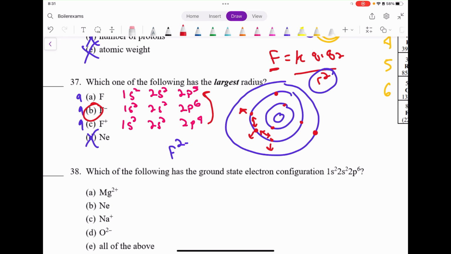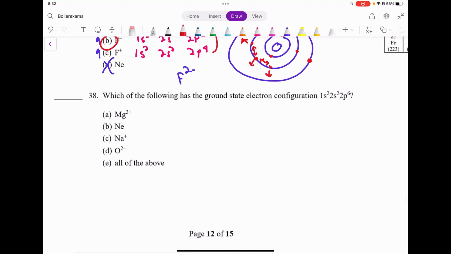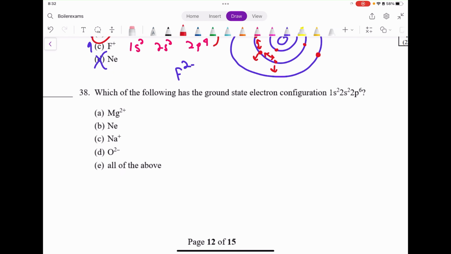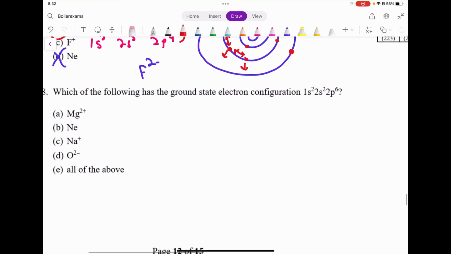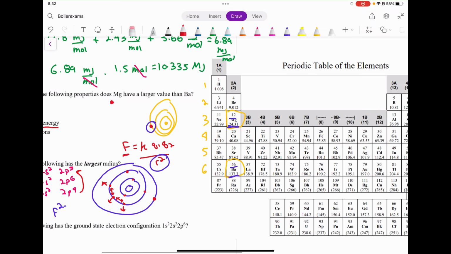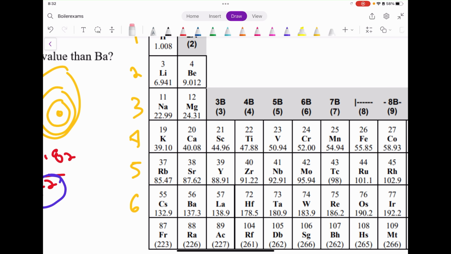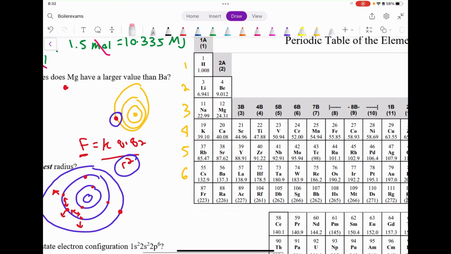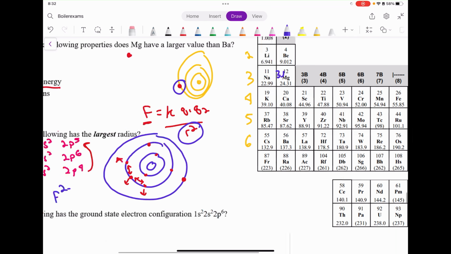Yeah, 37B. Great. 38. Which one of the following has the ground state electron configuration for... oh, has that ground state electron configuration. Okay, let's just write these. Okay, magnesium is in the 3s row. It's the second element there.